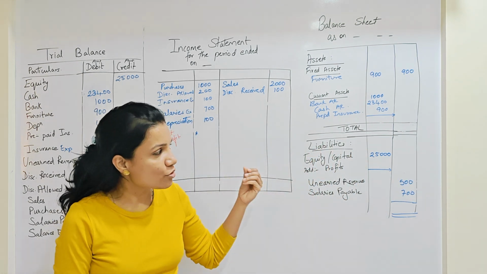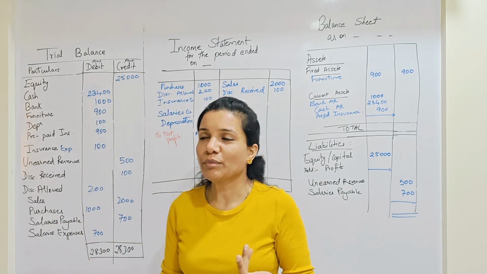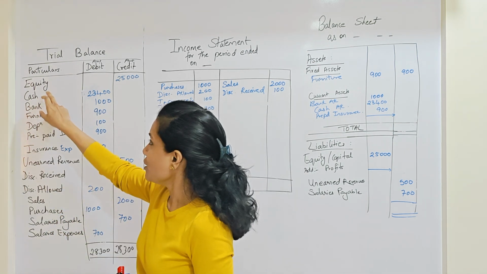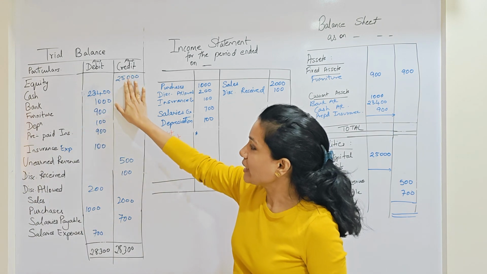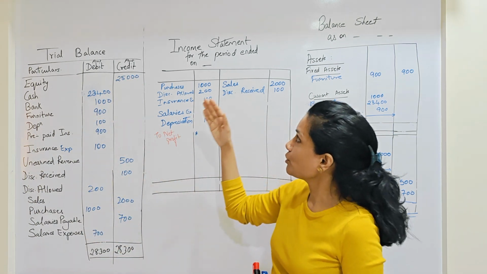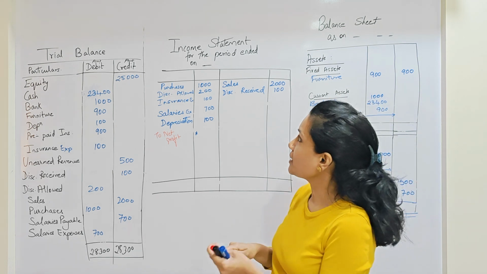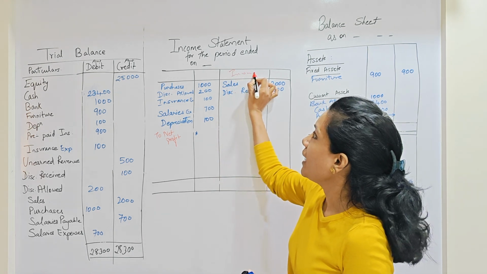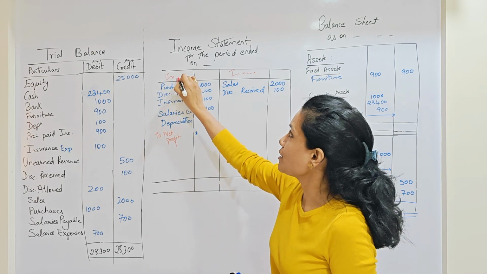So let's just solve it. Let's see what is the profit amount or whether it's a loss. I have no idea. Let's check. So we are posting them now. All the credit amounts will go to the income side. Now the credit side represents the income side and the debit side represents the expenses side.